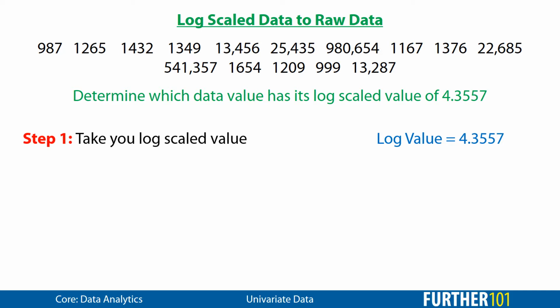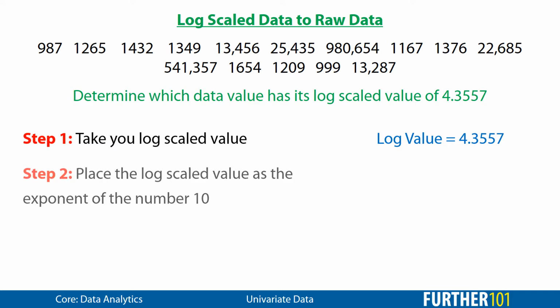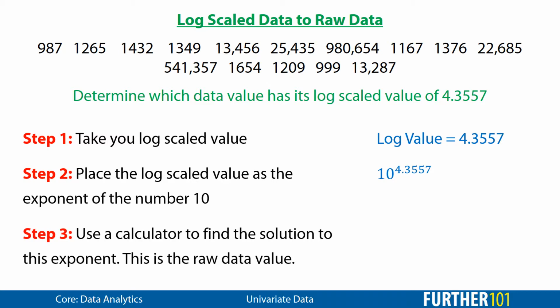You could use any of the scaled values, including the axis markers. The next thing is to make this the exponent of the number 10. So we'll take our 10 and for the superscript we'll put 4.3557. The very last thing to do is just to calculate this using your calculator. The solution is your raw converted data value.